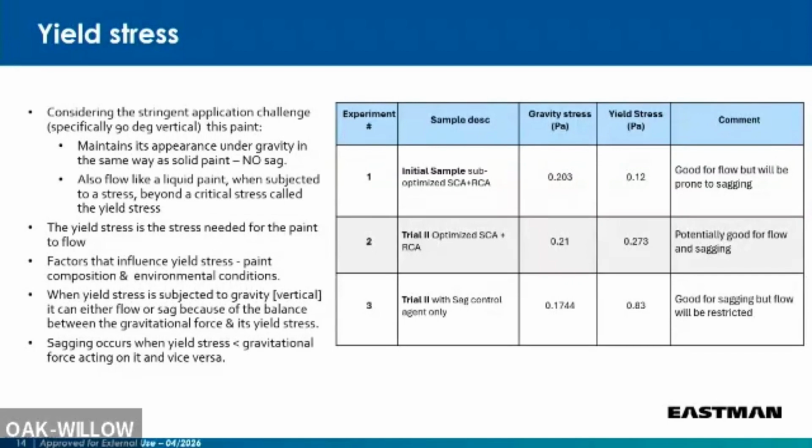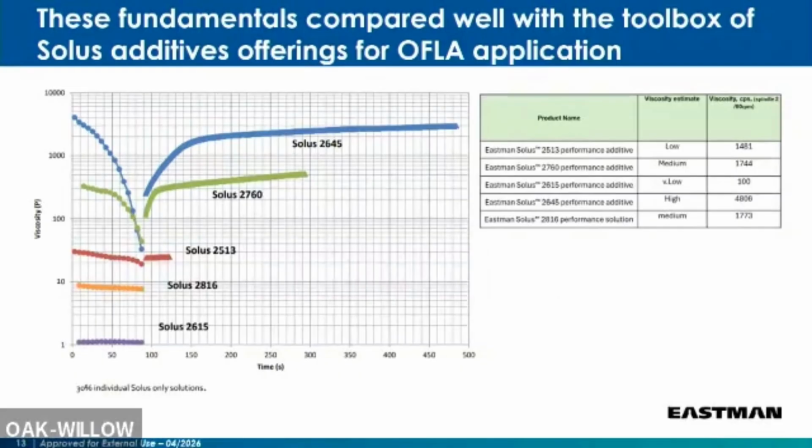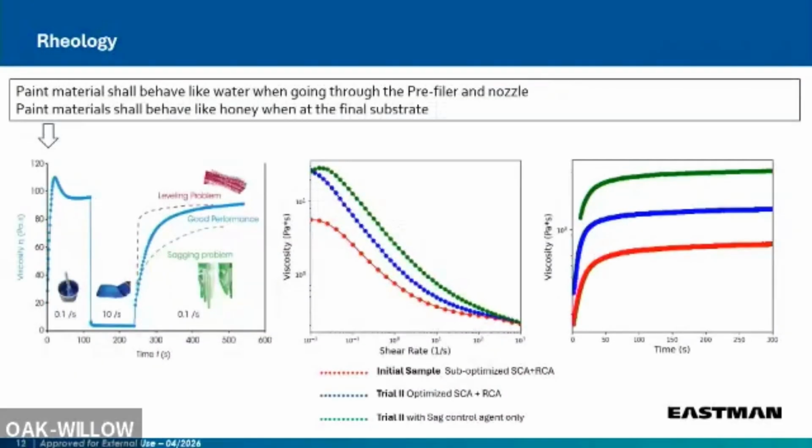If you see this, I remember, if you just use SCA alone, what will happen is, we'll end up with this sort of graph. Remember this green line? This is pure SCA. And if you get this, almost like this red line, it's very good for sag, no doubt about it, but it's going to be very bad for flow.